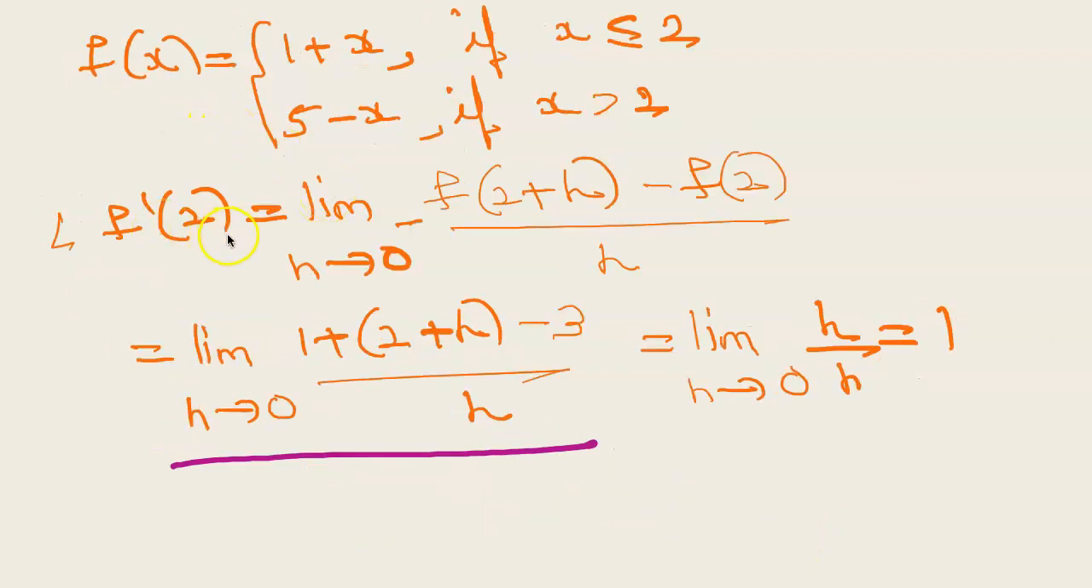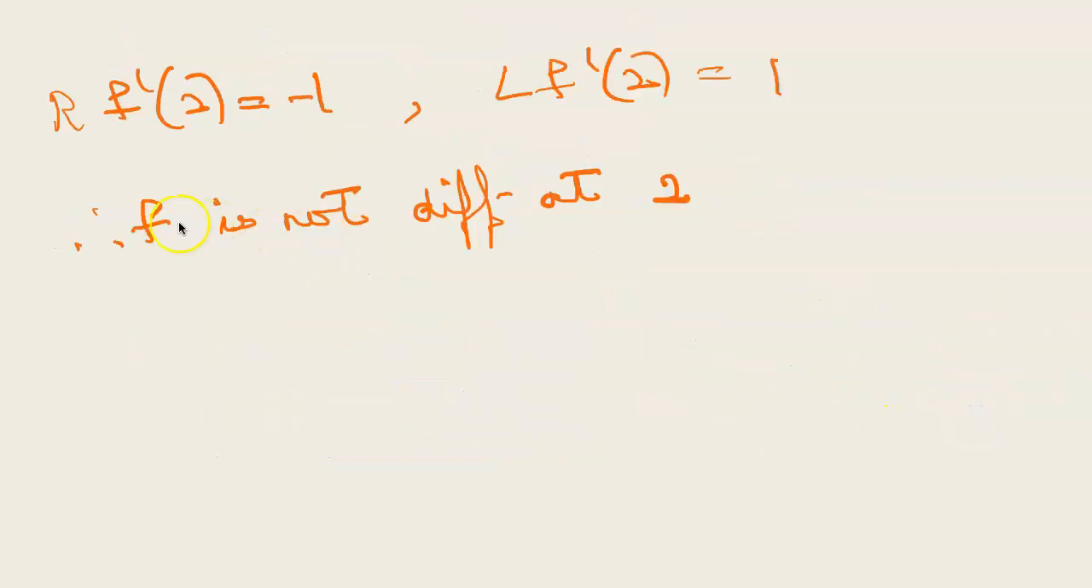And the left hand derivative of f at 2 is defined as the limit as h tending to 0 to the left of f of 2 plus h minus f of 2 by h. That is the limit as h tends to 0 to the left, so it will be less than 2. So f of x will be 1 plus x. So f of 2 plus h will be 1 plus 2 plus h. Minus f of 2, we already saw is 3, by h. So substituting you get the limit as h tending to 0 of h by h which is 1. So I have the right hand derivative of f at 2 as minus 1, the left hand derivative of f at 2 as 1. So f is not differentiable at 2.